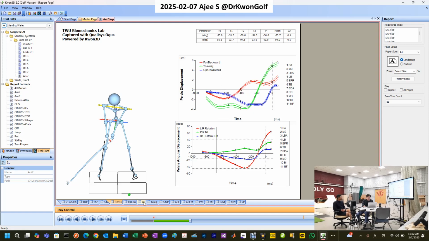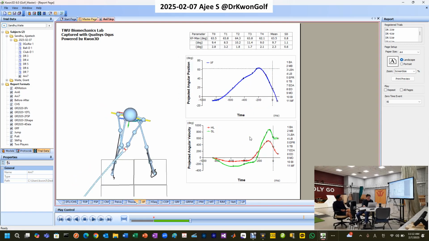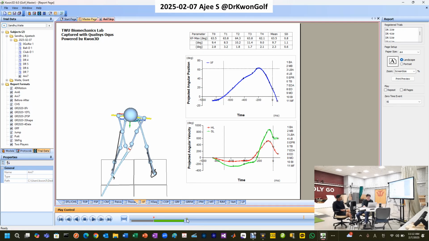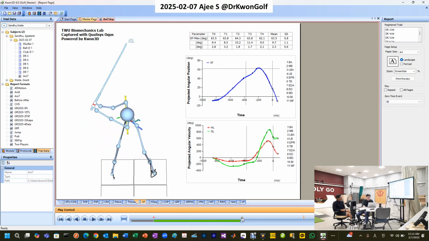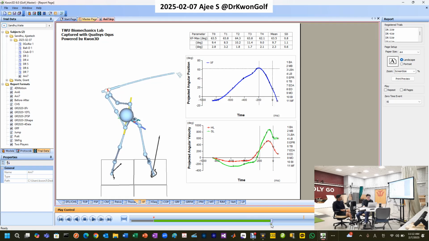And then this is the X factor. This shows the separation between the hips and shoulders here. About here, both lines are parallel to each other, the blue line and the yellow line. And then the separation keeps increasing. This is top of backswing, and this is the maximum here. So you have pretty much a continuous increase in the X factor, which is reasonable.